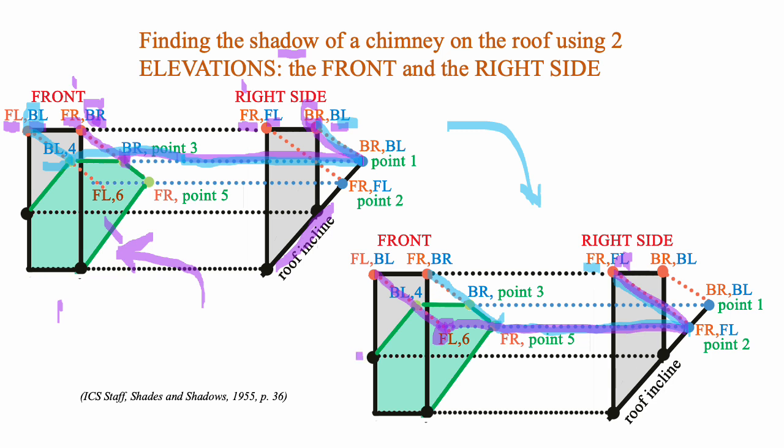So the shadow goes from the back lower left corner to number 4 here, number 3 here, number 5, and then to the front lower right corner. And there you have it.